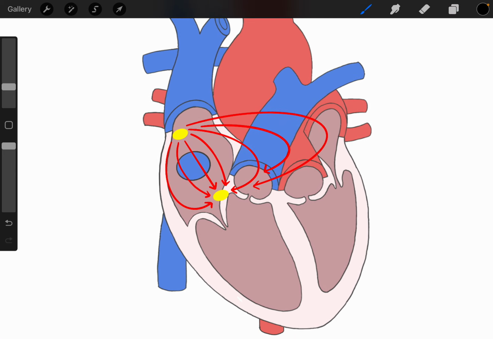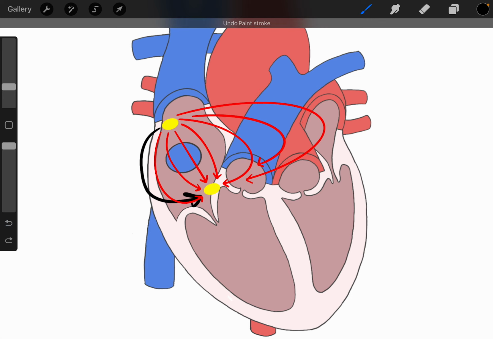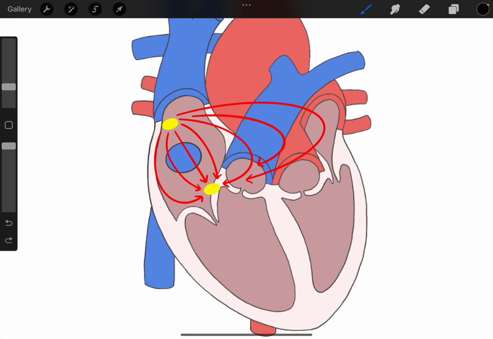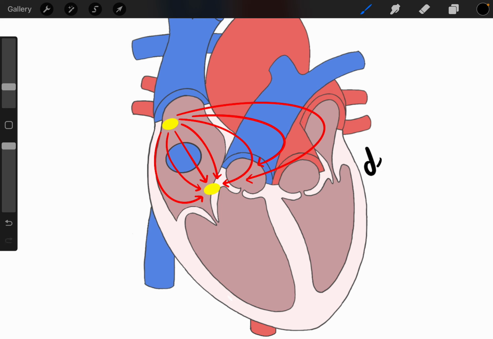So as you can see, we are sending a message from the SA node down to the AV node. What's important to note about this is that it's going around, straight towards, and then around the other side. So when you look at this, I'm hoping that you can see that these arrows are going to cover all the muscles that surround the atria. So as you look at this, what we're looking at specifically is what we're going to call depolarization of different areas within the heart.